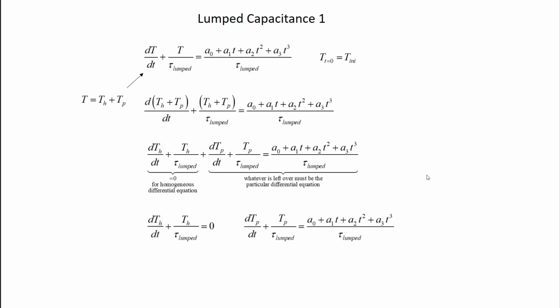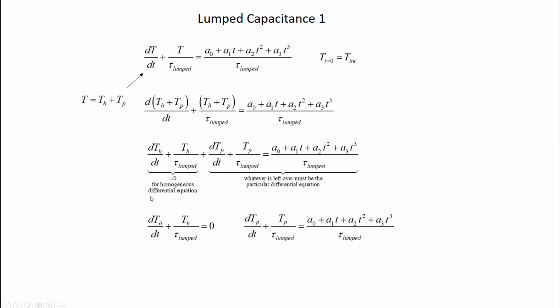This is not a separable equation, right? So we're going to break it up into a homogeneous and a particular solution. That's exactly what we did when we were doing extended surface problems. So I make this substitution here. I get this equation here. I'm going to break it into the homogeneous part and the particular part. So the homogeneous part has to be a homogeneous differential equation, so I have to take this part of it and set it equal to 0. That's a homogeneous differential equation. And whatever is left over is a particular differential equation. So these are the two differential equations that I have to solve, right?